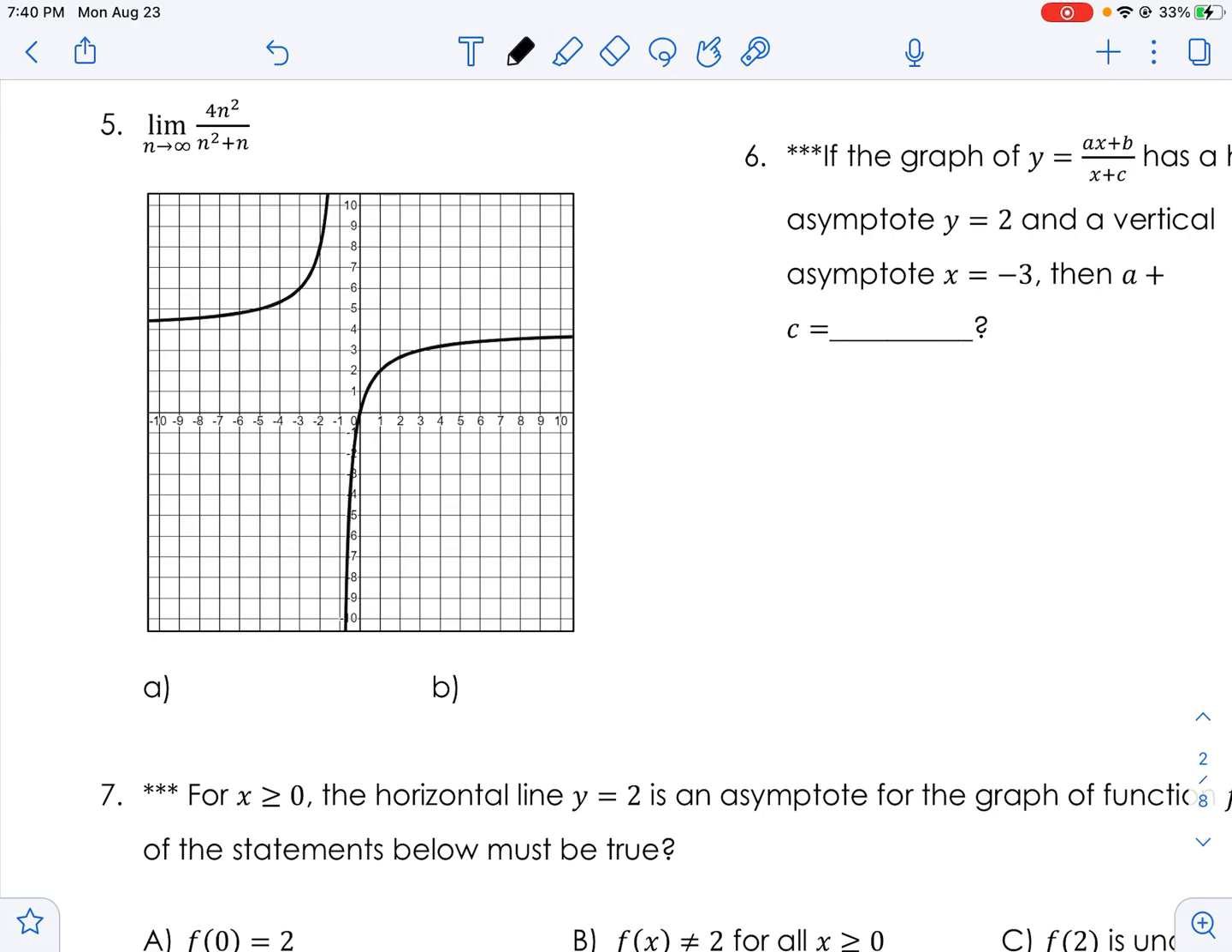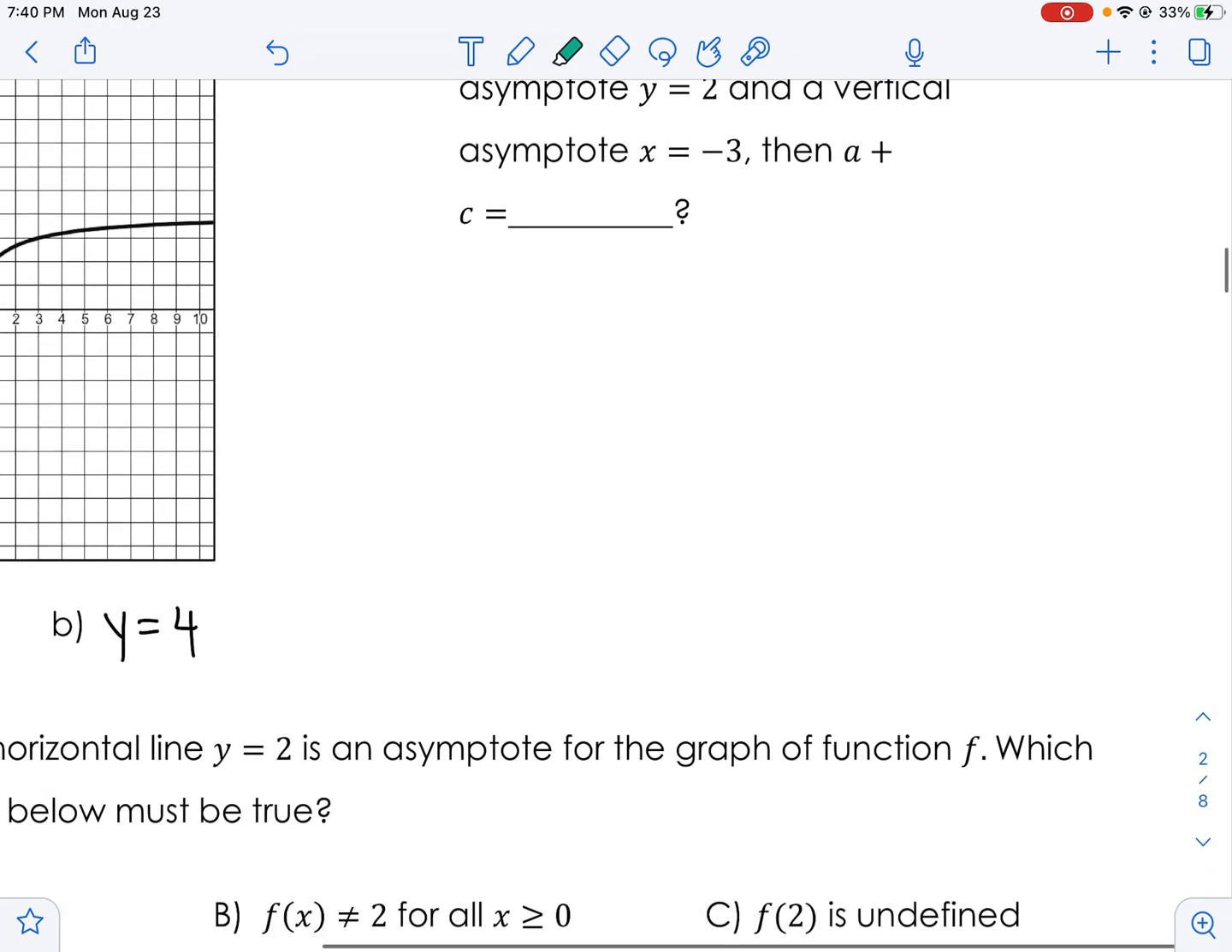Okay, looking at number 5, the limit as n approaches infinity of 4n squared divided by n squared plus n. I notice that my degree in the numerator is 2. My degree in the denominator is also 2. So my exponents are the same. We're going to divide the coefficients, EATS DC. So I'm going to take 4 and 1, and 4 divided by 1 is 4. So my limit is approaching 4, which makes my horizontal asymptote y equals 4.